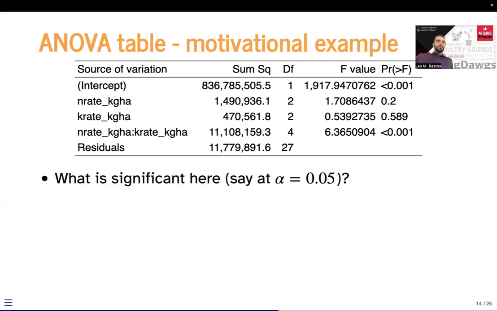We normally choose an alpha value to compare to this p value and say whether these effects are significant or not. An alpha value of 5%, or 0.05, is the most common one. If we were to use that to compare here, what would be considered significant in this ANOVA?